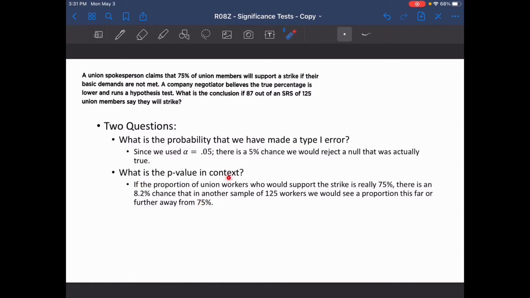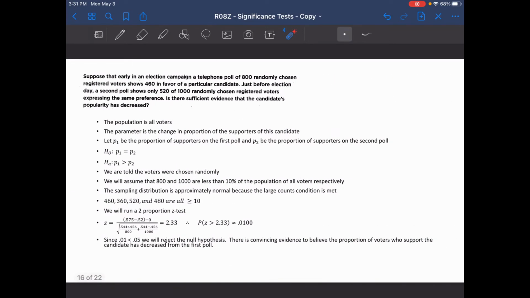So essentially, how you think about interpreting a p-value in context is you would state the null. So if the null was true, there is a p-value's chance that in another sample of size n, 125, we would see that proportion this far or further away from our null itself. Okay, so if the null was true, there is a p-value's chance that we would see another sample of that size that far or further away. Let's look at another example here.